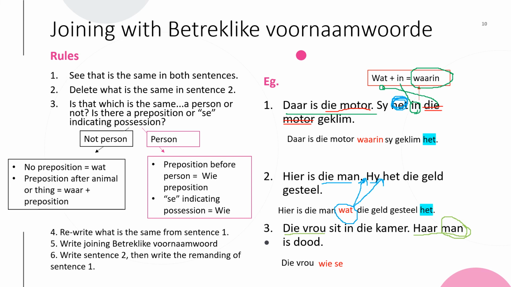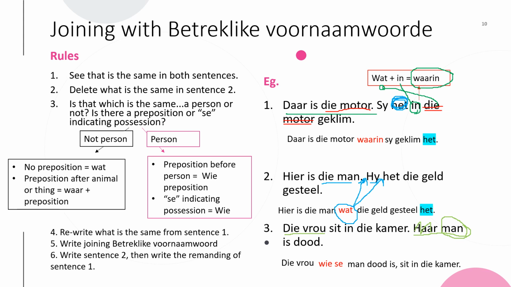The rest of sentence 2: wie se man dood is, sit in die kamer. So what did we do by number 3? We wrote what is the same from both sentences. Die vrou and haar are referring to the same person. So die vrou, we wrote that down from sentence 1 and we scratched it out from sentence 2. Our joining word became wie se. Why? Because the haar man indicates possession. It was her husband. So wie se.